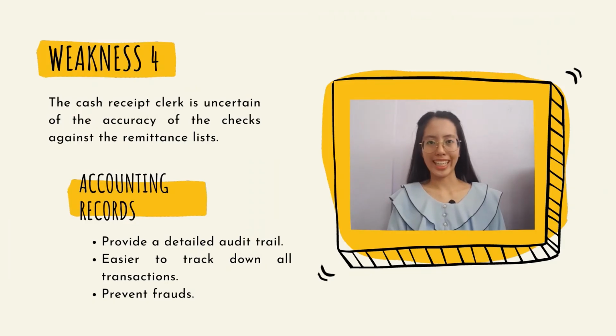According to the fourth weakness, the suitable internal control procedure is accounting records. Each department in SSU must provide a detailed audit trail so that it is easier to track down all the financial transactions recorded. Hence, it prevents fraudulent reporting cases.